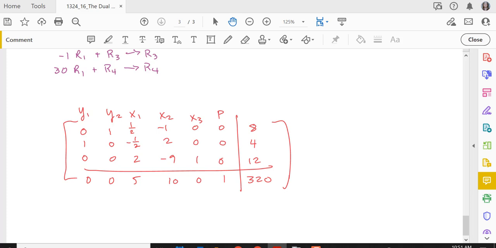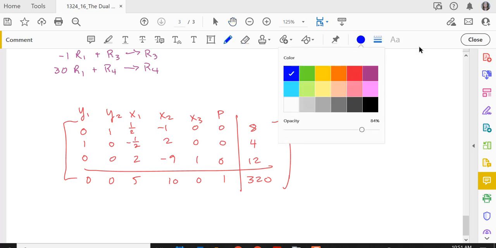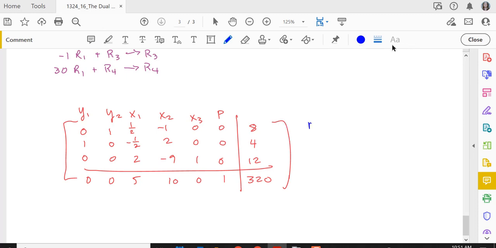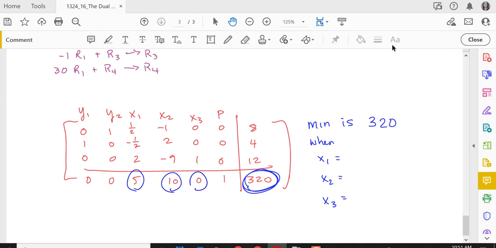All right, the answer to this linear programming problem, the minimum is 320. You got that from here, which occurs when X1, X2, and X3 are what? 5, 10, and 0.